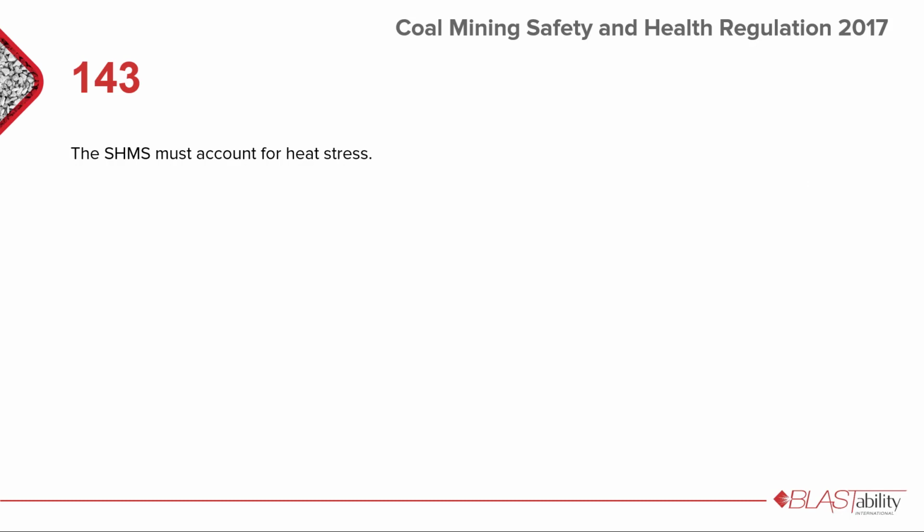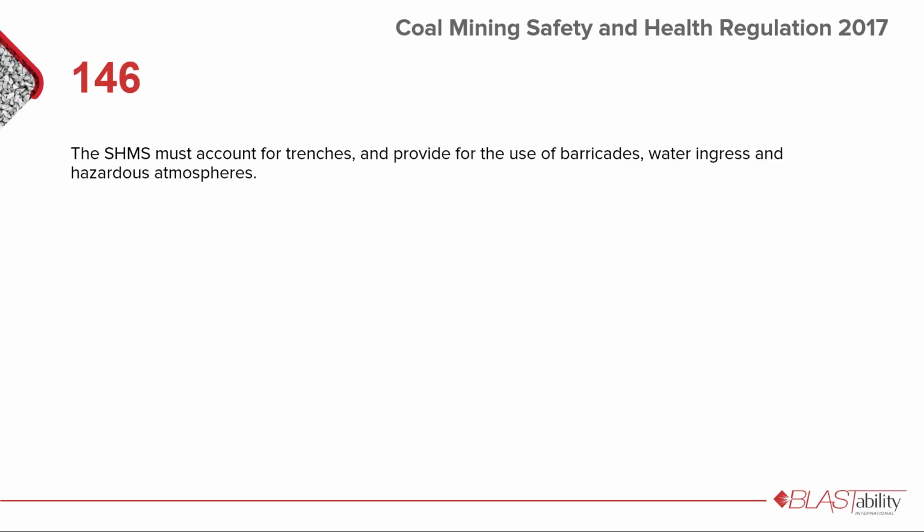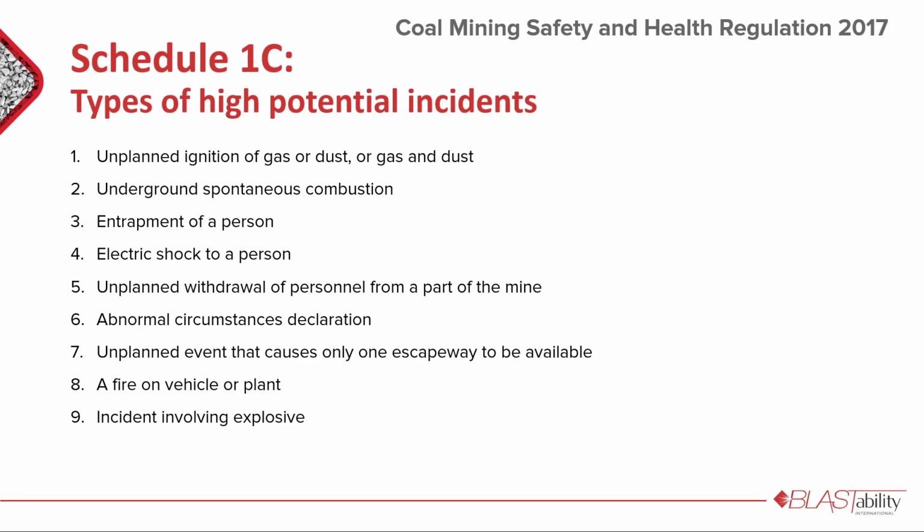143. The SHMS must account for heat stress. 144. The SHMS must account for adequate workplace lighting and emergency lighting. 146. The SHMS must account for trenches and provide for the use of barricades, water ingress, and hazardous atmospheres. Schedule 1C. Types of high potential incidents.